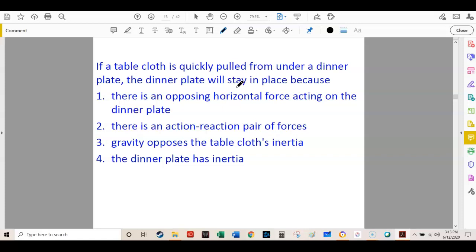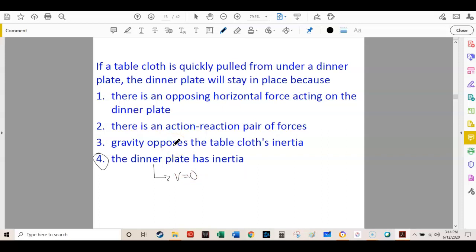If you think about it, this dinner table plate is wanting to stay at rest. It's at rest, and it wants to stay at rest. So 4 is the answer. And so the dinner table plate has inertia, and that inertia is tied to a velocity of 0. So it's going to stay at rest unless a force interacts with it, right?